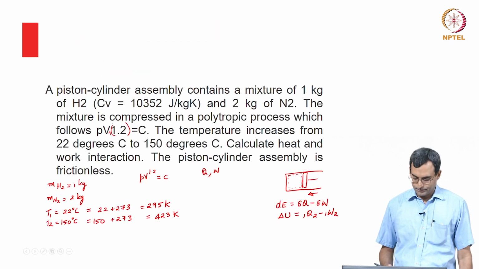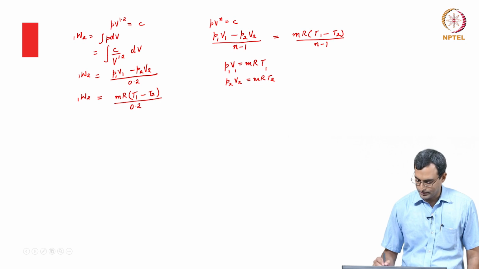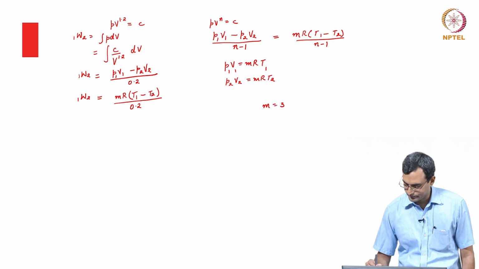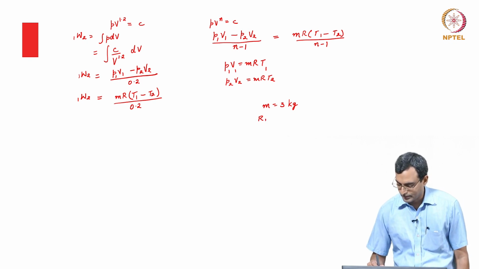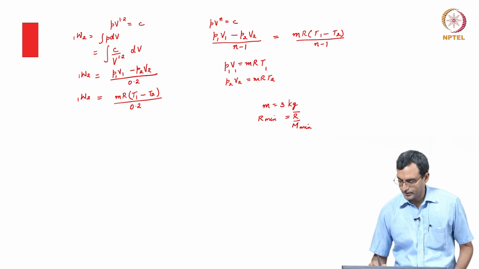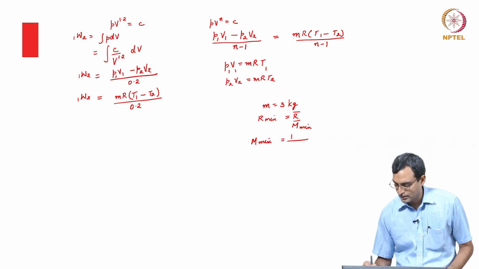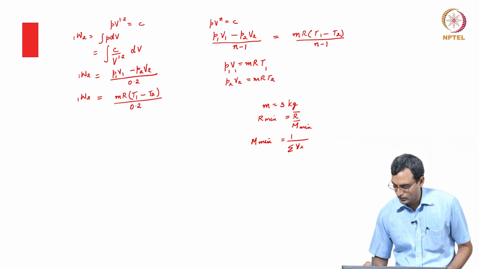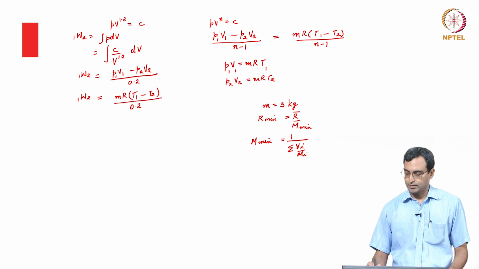I know the mass. So, the mass is 1 kg of hydrogen plus 2 kg of nitrogen, which is essentially 3 kg. I need to find out R. This is a mixture. So, that is R bar by the molecular weight of the mixture. I need to find out the molecular weight of the mixture, which I will do in a similar way to what we were doing earlier. So, this is 1 by sigma of yi by Mi. So, yi is the mass fraction.